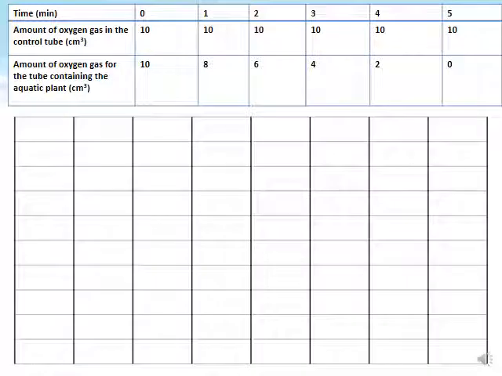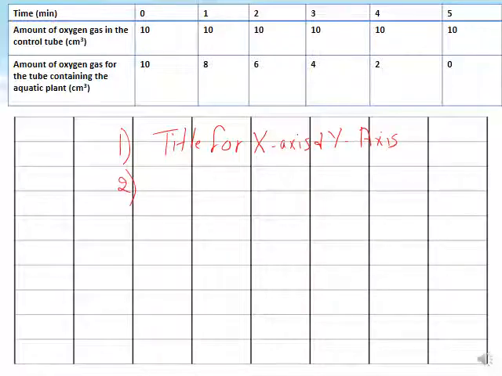As a revision for the graph, first of all, the graph should include a title for the axes, a title for the x-axis and for the y-axis. Also, you have to give a title for the graph, mainly: graph showing the variation of the y with respect to the x, as a function of the x. So as in this case, graph showing the variation of the amount of oxygen gas in both tubes as a function of time in minutes.